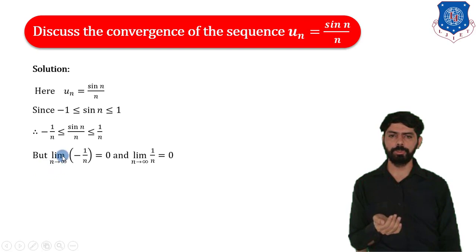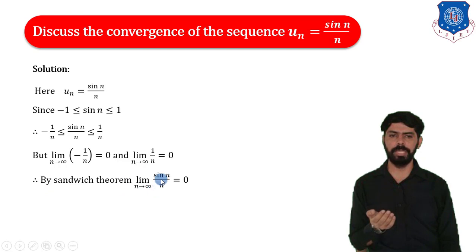But the limit as n tends to infinity of minus 1/n is equal to 0, because if we replace n by infinity, it will be minus 1 divided by infinity, which is 0. And the limit as n tends to infinity of 1/n is also 0, because we replace n by infinity, so 1 divided by infinity will be 0. So these two limits are the same. Therefore by the sandwich theorem, the limit as n tends to infinity of sin n / n is equal to 0.